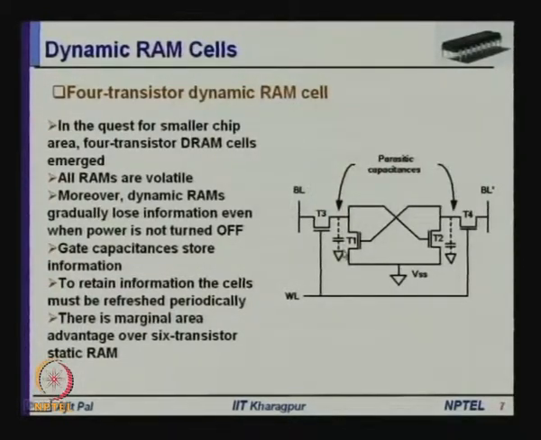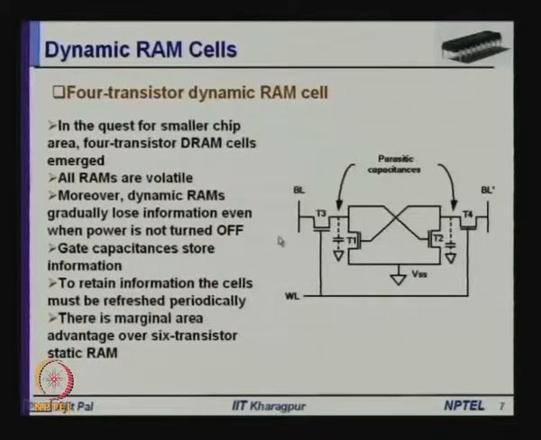So, there is no explicit capacitor present in dynamic RAM cells. Now, as I mentioned here, in the quest for smaller chip area, 4 transistor dynamic RAM cells emerged. As I mentioned, all RAMs are volatile, including static RAM as well as dynamic RAM. That means, if the power is withdrawn, information will be lost.